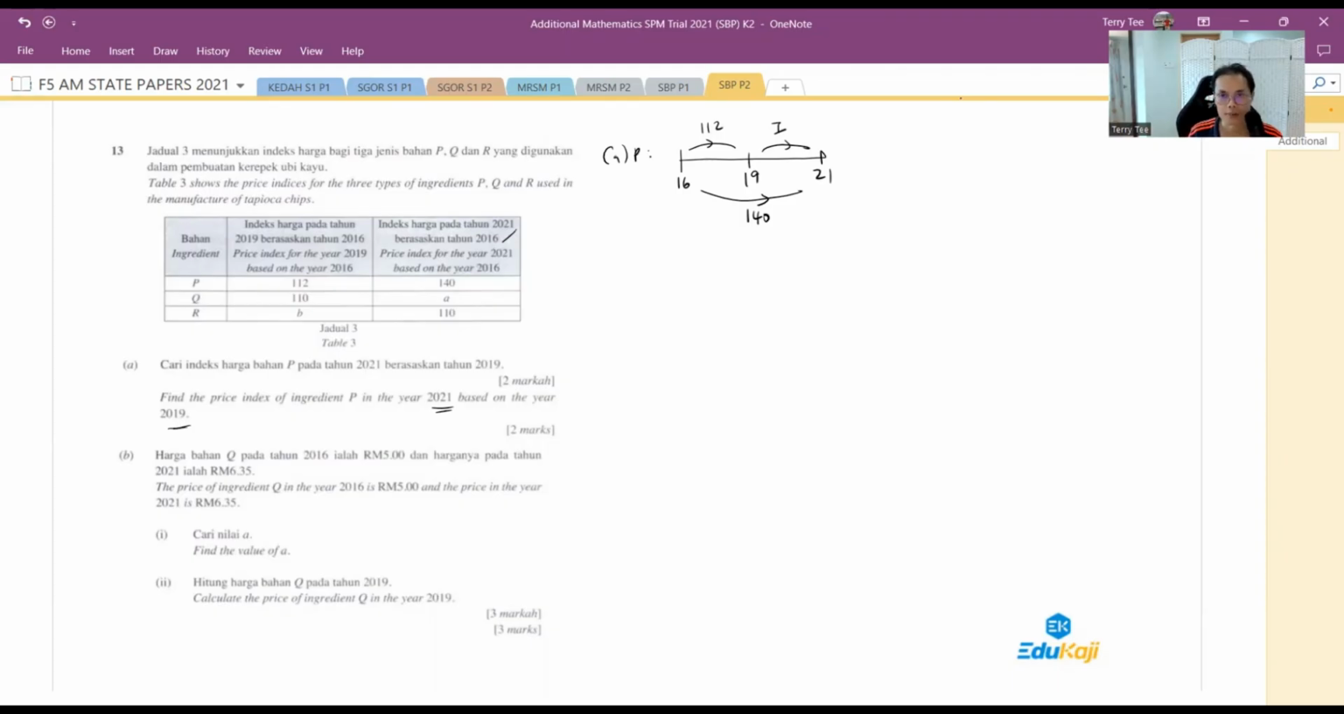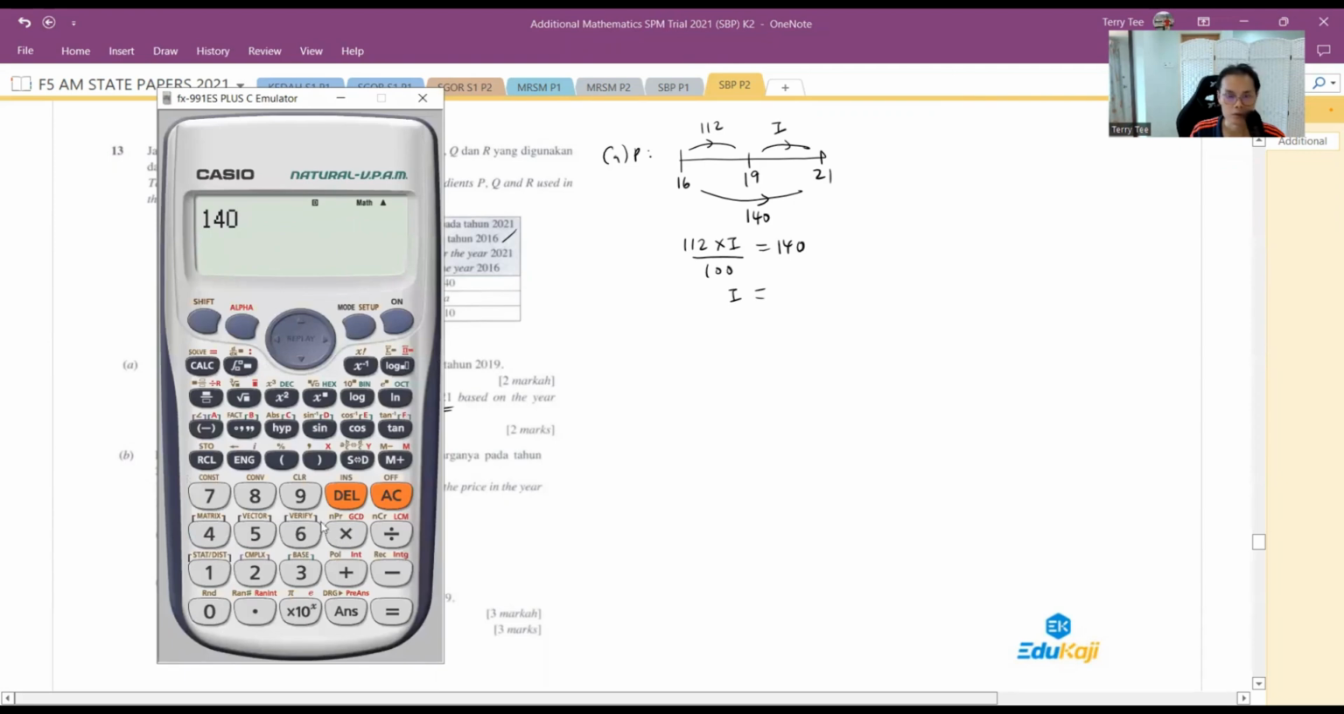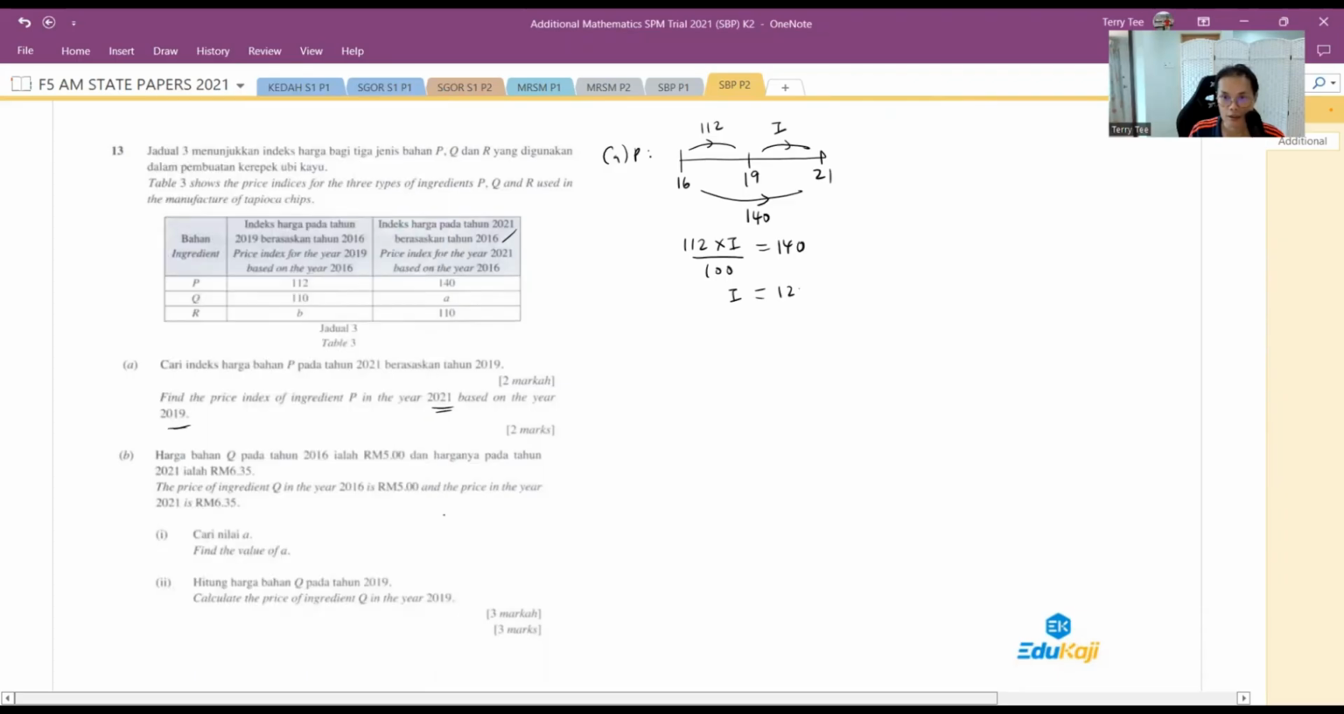I like to use what we call a simplified chain rule. We take the 2 consecutive indices, multiply them together, divide by 100, and it must equal the overall increment, which is 140. So basically we take 140 times 100, divide by 112, and I got 125. So this index is from 2019 to 2021, and the index is 125.